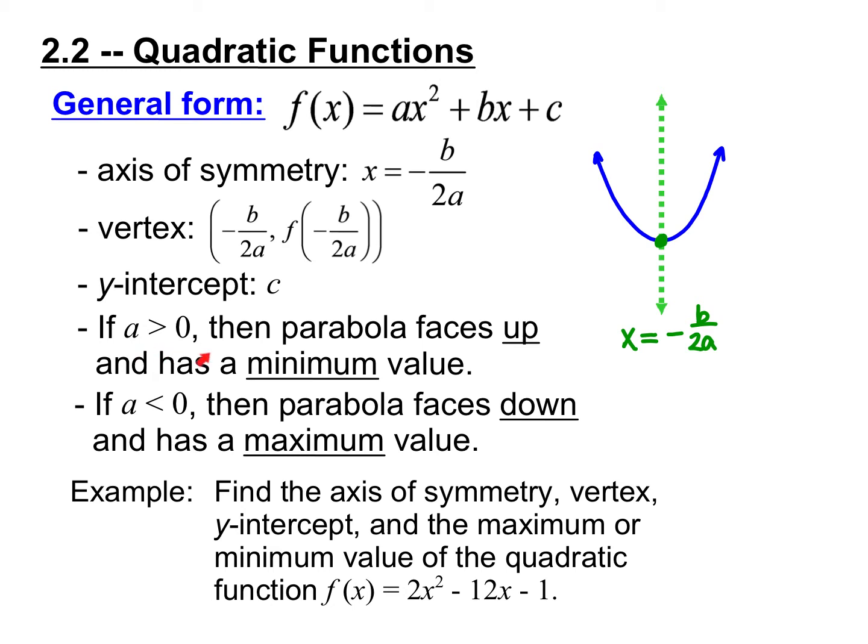If a is positive, then the parabola faces up and has a minimum value. So the vertex will be the lowest point. If a is less than 0, then the parabola faces down and has a maximum value. Let's jump straight into an example.